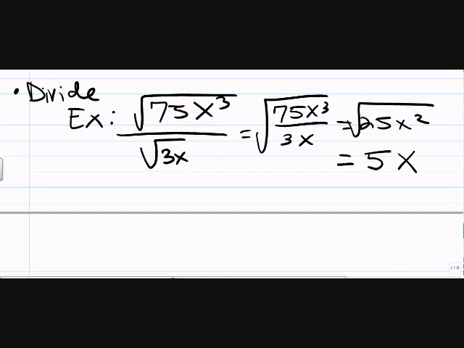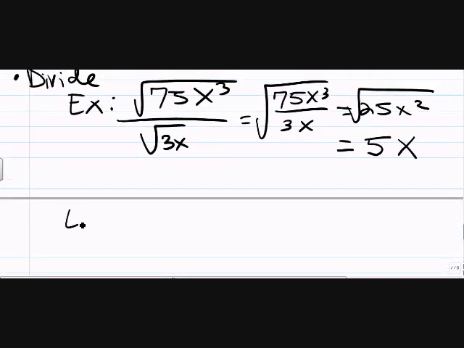Okay. Alright, so my next example of division won't simplify so pretty. Cubed x to the first, 3 minus 1 is 2.